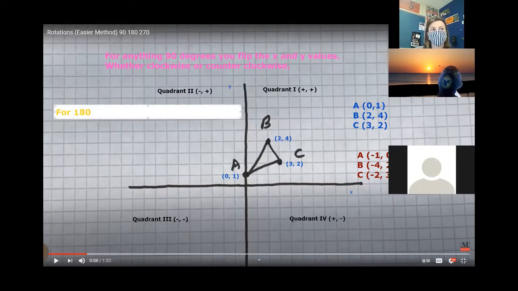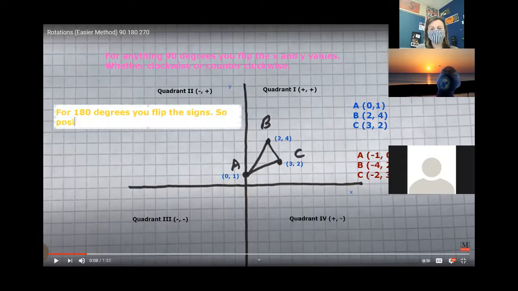Okay, for 180 degrees, you flip the signs. So positives become negatives, and negatives become positive.